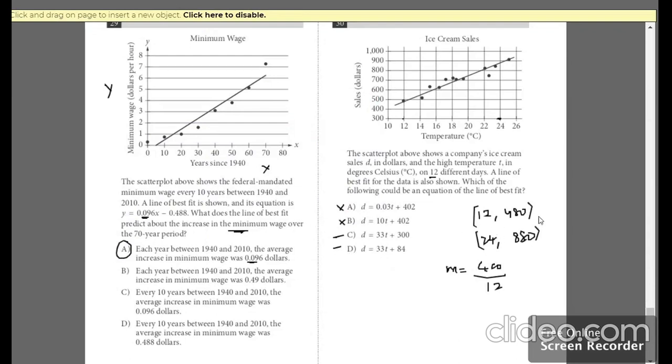As we've got the point, that is 12, 480, so $480 is the total amount. So 33 times 12 plus, check, so it's not going to be 300, so my option is only D. That is how you can make conjectures about your answer, which is going to be very crucial to get down to your final solution.